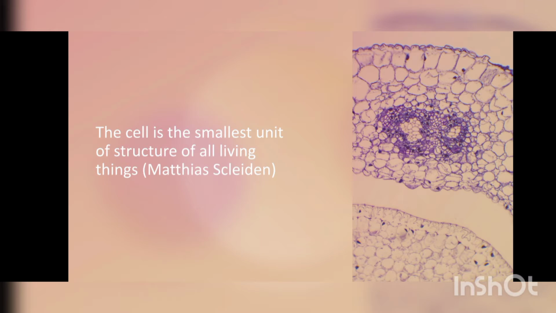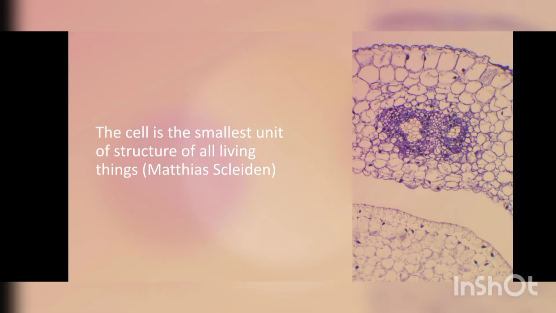The first point is that the cell is the smallest unit of structure of all living things. This theory was given by Matthias Schleiden. In 1838, Matthias Schleiden, a German botanist, announced that every plant is made up of a large number of cells. He added that each of these cells performed various life processes. No need to remember the year, just remember the name of the scientist, Matthias Schleiden.